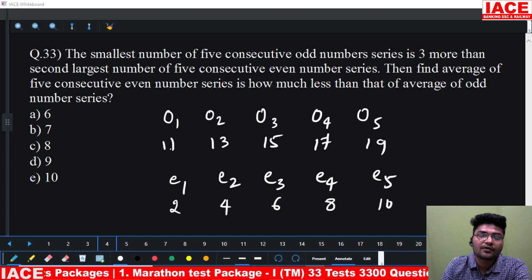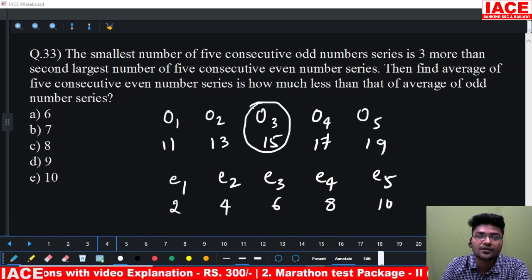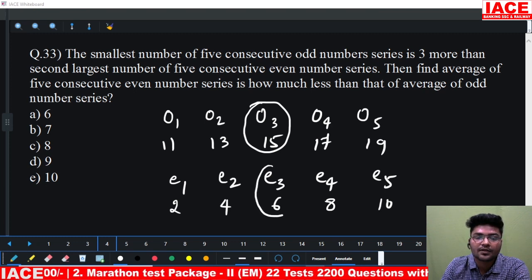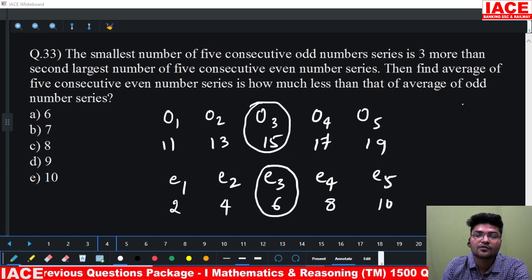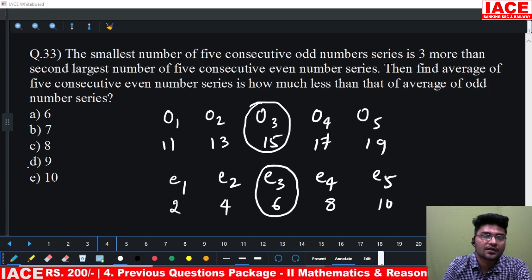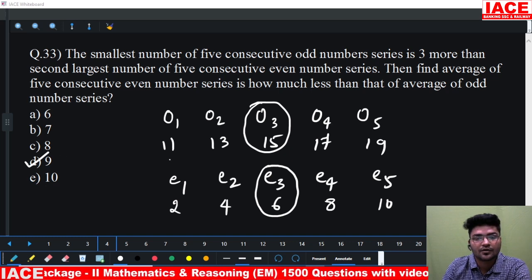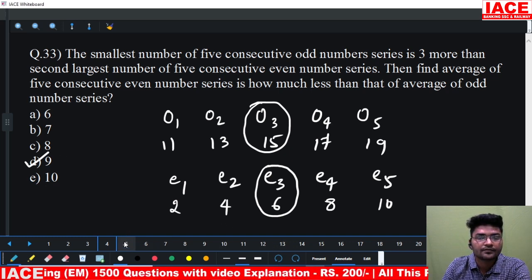Now we know if I have 5 terms, their average will be the middle number itself. So the average is 15. For the even numbers, the average is 6. The question is asking how much less the average of 5 consecutive even numbers is than the average of 5 consecutive odd numbers. So 6 and 15, how much is the difference? 9. 9 means our correct answer will be option D. Option D is the right answer.